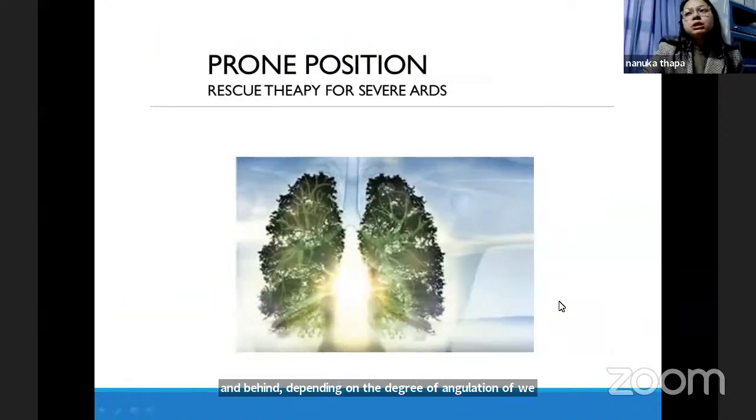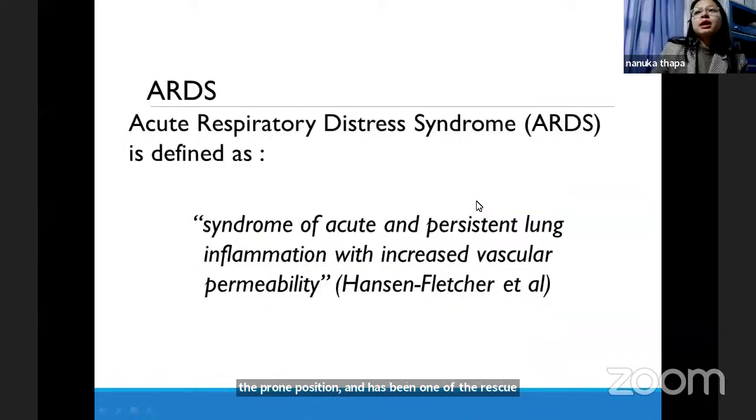The most important position in the COVID era has been the prone position, and it's been one of the rescue therapy for severe ARDS. So now moving on to the ARDS topic, I would like to call my colleague, Dr. Vivitya.